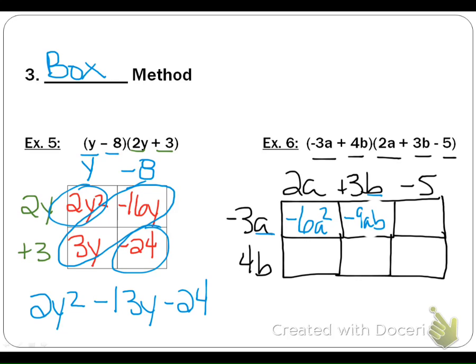Then you'll multiply the negative 3a times the negative 5. It'll be positive 15a. I do recommend always writing in the signs when you multiply, because later on when we combine like terms, it just makes it easier to see if you have same signs or opposite signs. Now we're going to look at the second row. 4b times the 2a equals 8ab. 4b times 3b is 12b squared. And finally, 4b times negative 5 is negative 20b.